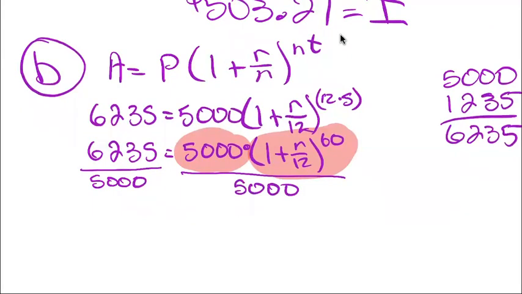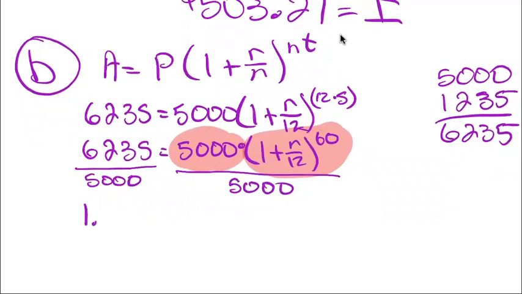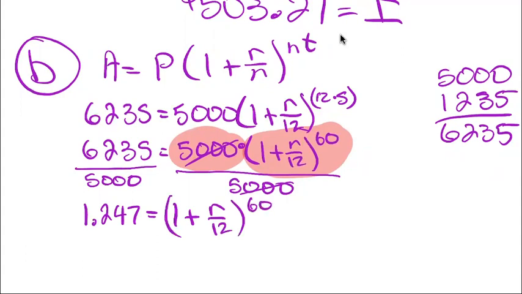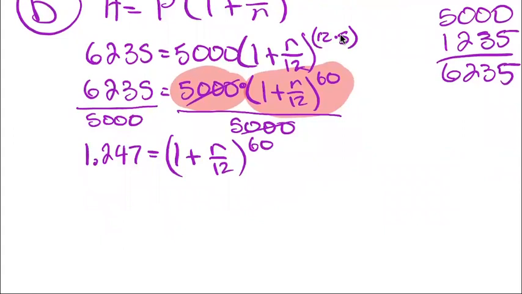62.35 divided by 5,000, 1.247 is equal to, those will cancel, (1 plus R over 12) all raised to the power of 60. Now, what we've done in the past is, we've seen questions like this. 4 is equal to x squared. How do I get x? I take the square root of 4, that gives me 2. Except now we're not raised to the power of 2, are we? We're raised to the power of 60.